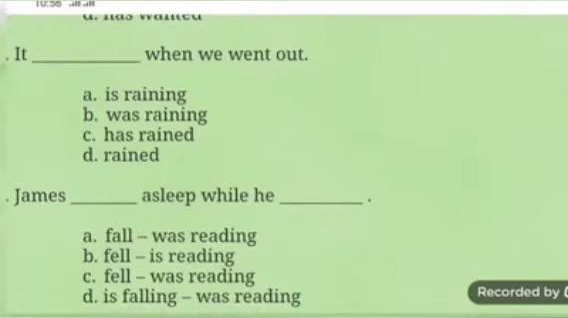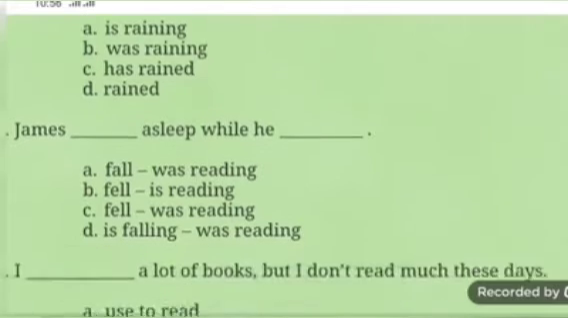Next one, James blank asleep while he blank. Okay, so there you go, the same situation. Which is longer? Okay, so it's which action is longer and which action is shorter. So James fell asleep while he was reading. Okay, James fell asleep while he was reading. Reading is the longer action, so that's why it takes the ing form.